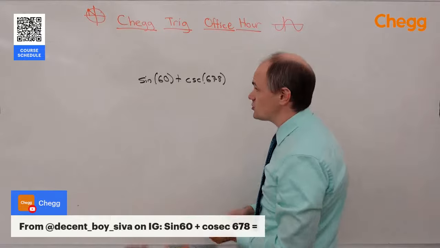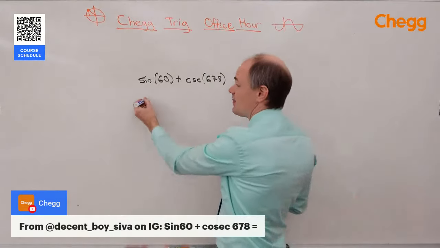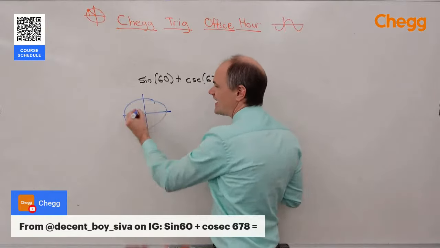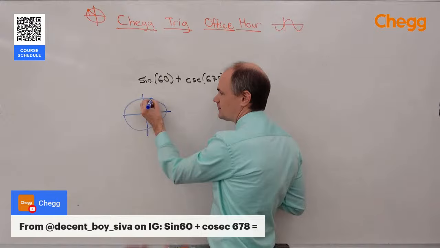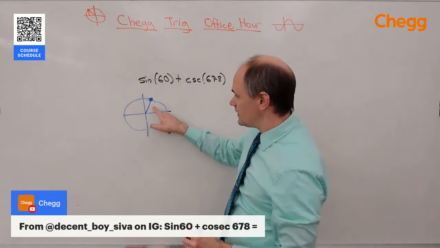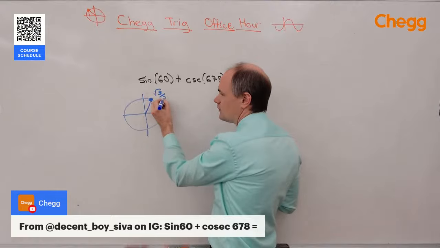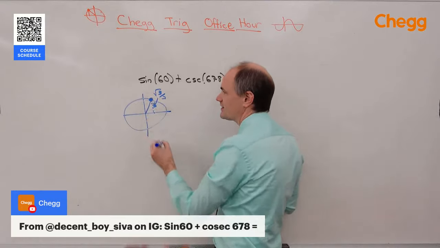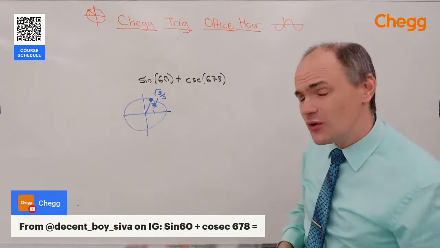So one thing that we should know is the sine of 60. We can find that point on the unit circle because sine is just the y coordinate. So if I have a 60-degree angle coming up to here, the y coordinate here, that long distance is going to be √3/2. That's that height. So the sine of 60 is √3/2. The cosecant's not quite as obvious.